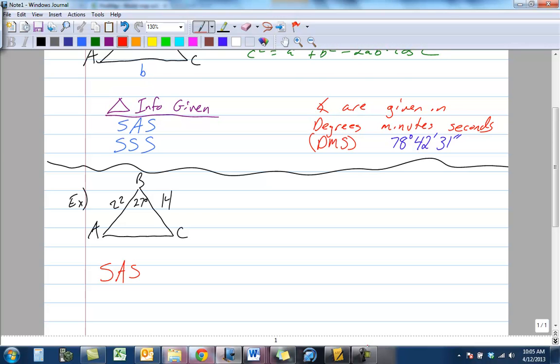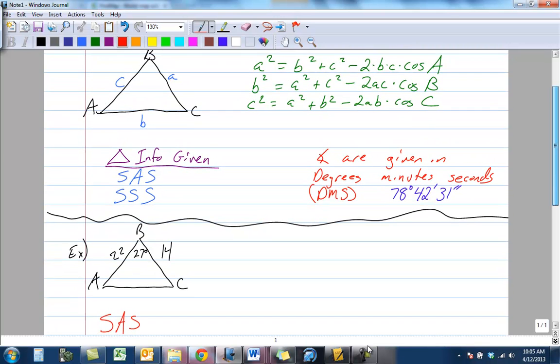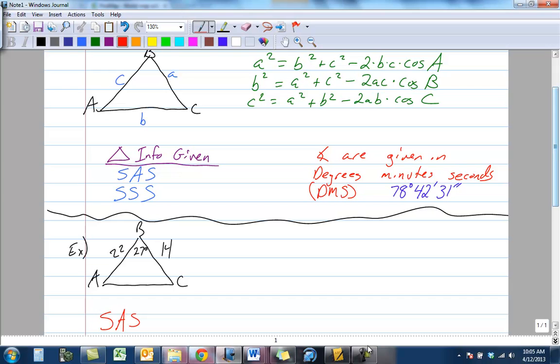So we were given angle B. Which one of the three formulas do you think we should use? Right, we're going to use the B formula here. So this is going to be b squared equals a squared plus c squared. What is a squared here? Well, it's 14 squared plus 22 squared minus 2 times 14 times 22 times the cosine of angle B, which in this case is 27.